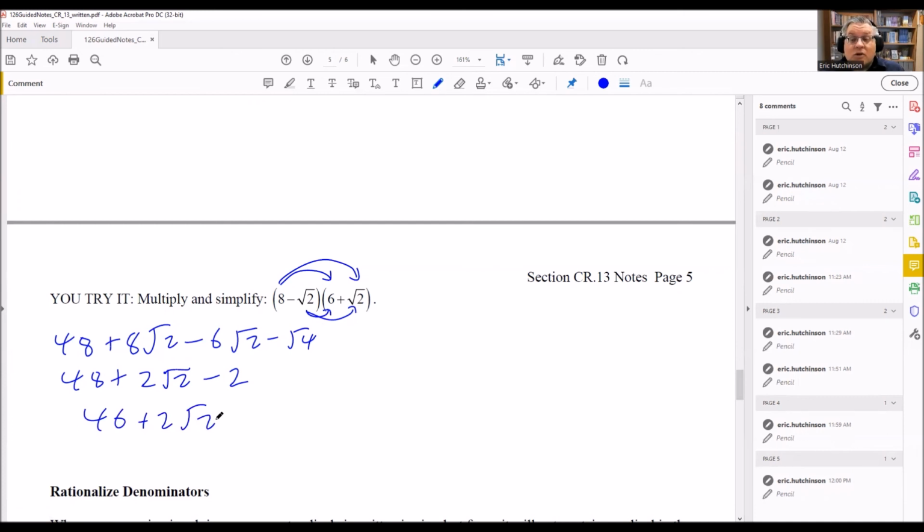Those are not like terms. We don't have any more. So that's as far as we can go with our answer.